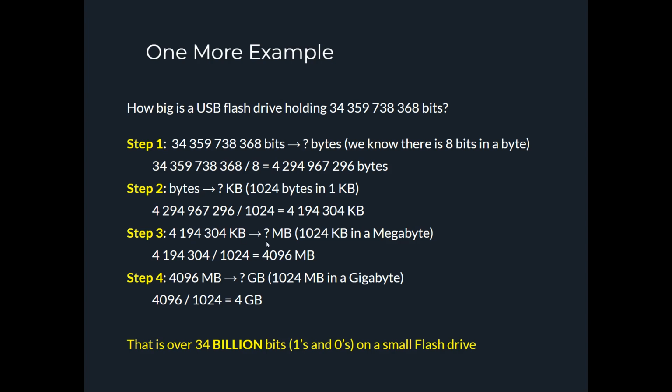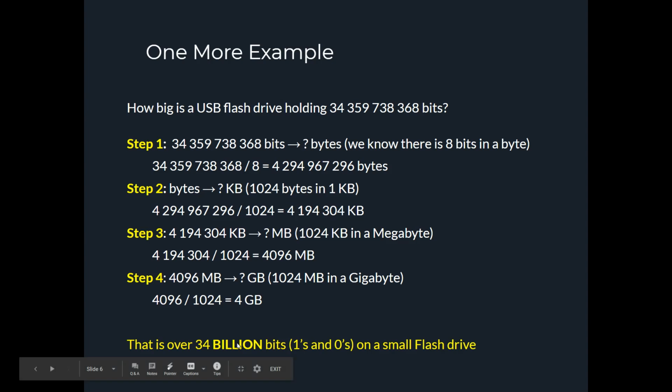4 million kilobytes is how many megabytes? Divide by 1,024 again. We have 4,096 megabytes. Okay, we're still not done yet. We can keep going with this. 4,096 megabytes is how many gigabytes? Oh, it's exactly 4. I'd be lying if I didn't say I picked this number specifically. You're not always going to get a perfect number. This one was. So that came out to exactly 4 gigabytes. So our flash drive is a 4 gigabyte flash drive to the bit.